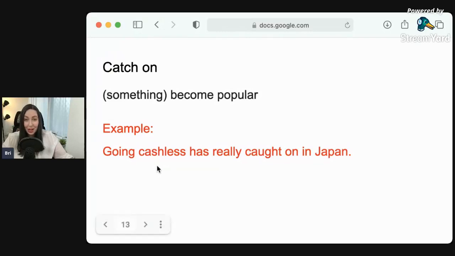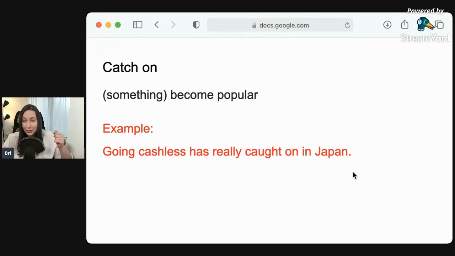Okay, so going cashless. Until recently in Japan, we had to pay in cash everywhere. So a lot of restaurants, stores, places like that, grocery stores, only accepted cash. But now, recently, after the pandemic, we have been going cashless in Japan. So using credit cards or cashless apps on our phone, those have become really popular. So going cashless has really caught on in Japan.